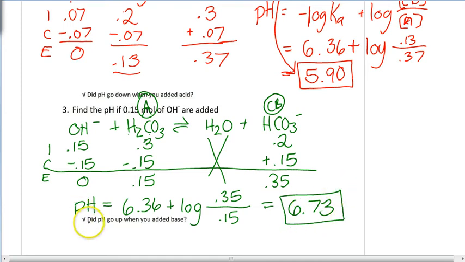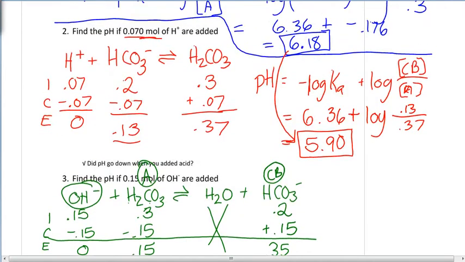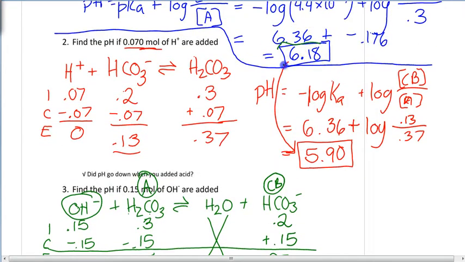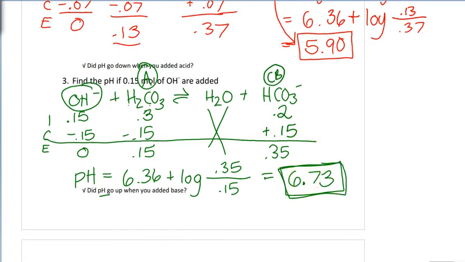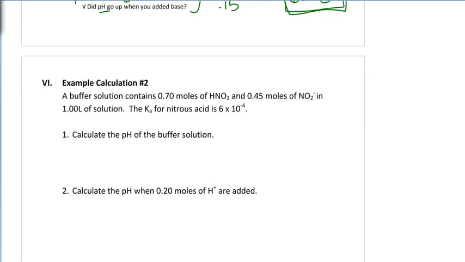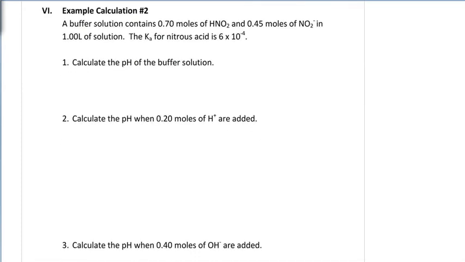Does that make sense? When we added base, our pH went up a little bit from what the buffer solution by itself was. Yeah, the buffer by itself was 6.18. So by adding base, it went up a little bit, but not too much. Excellent. Okay, I got one more for you. I'd like you to pause this one. We'll write it down. Pause, try this one on your own, see if you can get to the right answers.